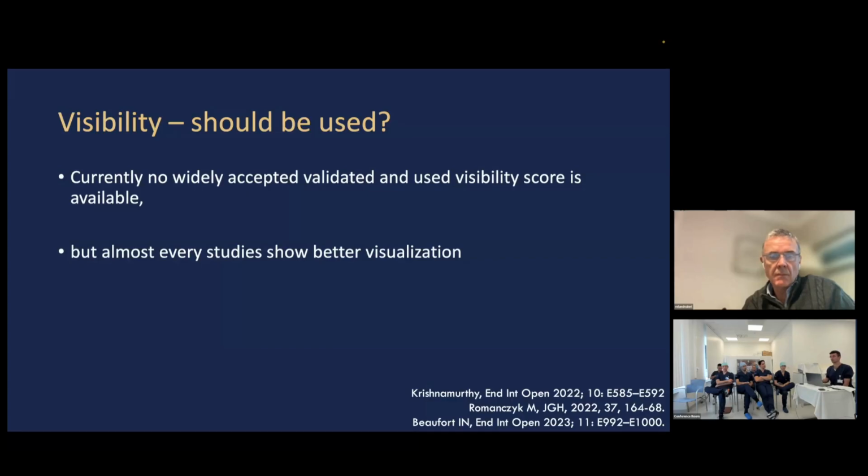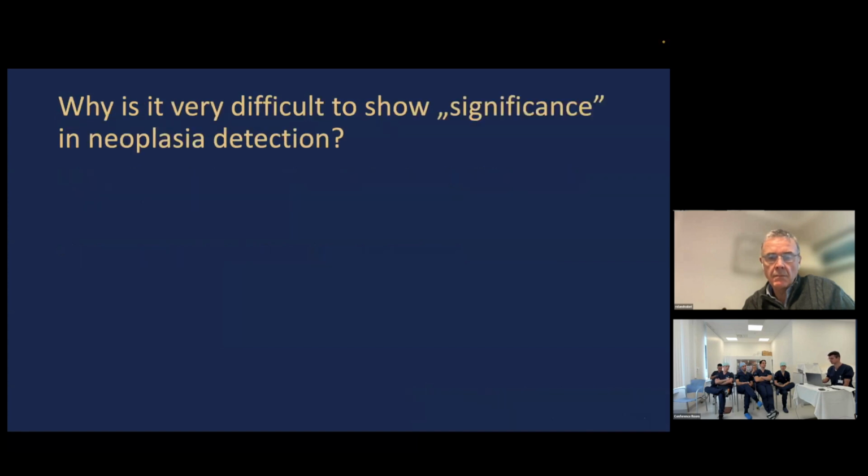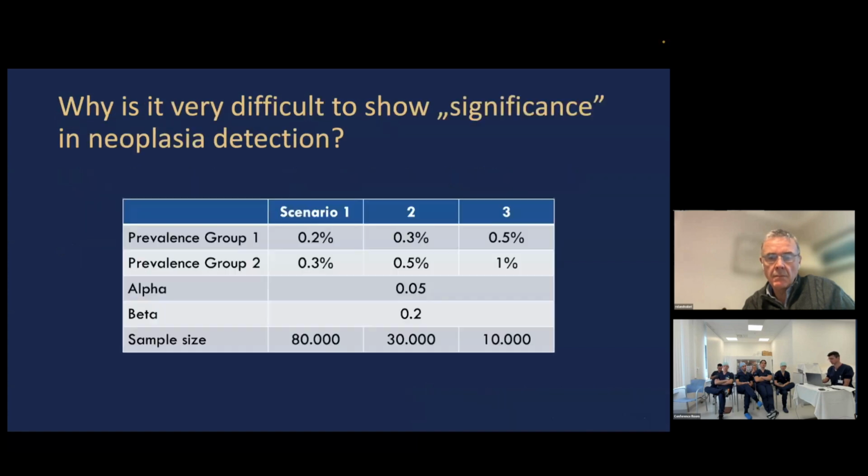A common criticism of this is: has a study ever shown increased neoplasia detection rate? And the answer is, it is very difficult to show increased neoplasia detection rate. Why? Because it is a rare event.